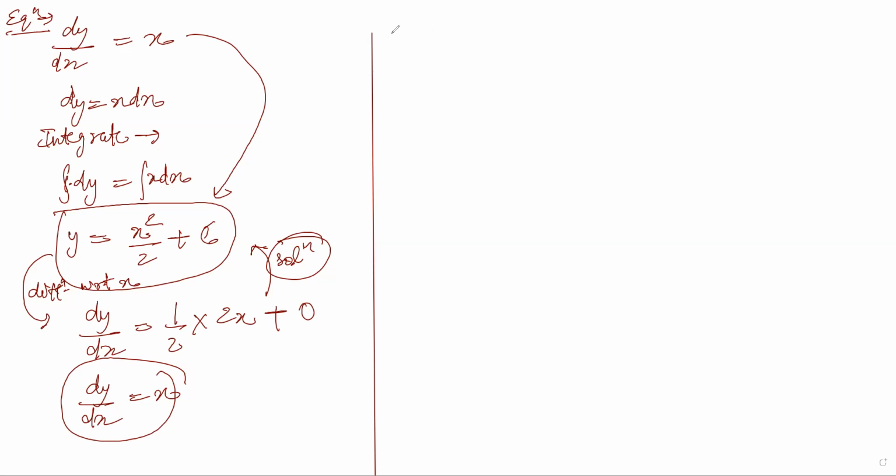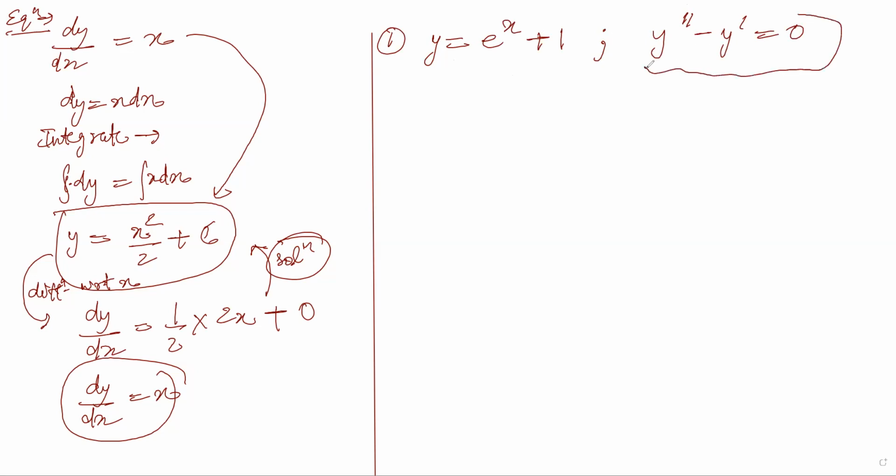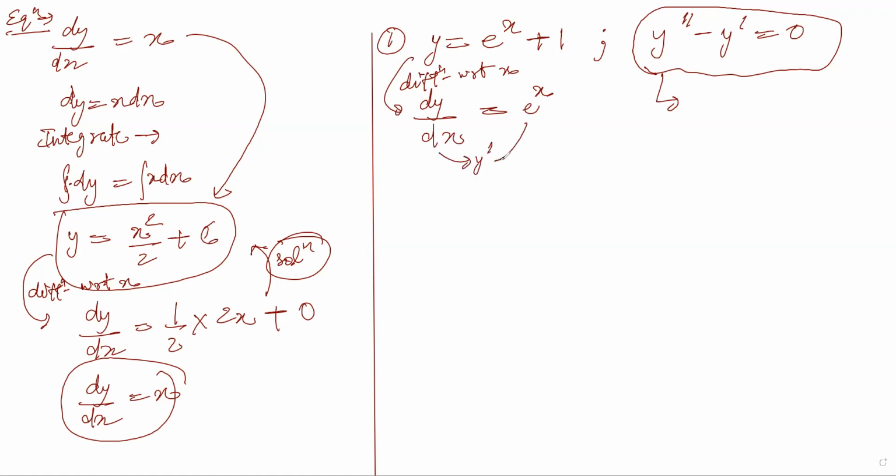So we have been provided in the first question, this equation: y is equal to e to the power x plus 1. And the differential equation is y double dash minus y dash is equal to 0. Now we can find y dash and y double dash, and we can compare that they both must be equal. In that case, we will get y double dash minus y dash is equal to 0. So we can find out y dash, which is dy by dx only. If we differentiate this equation with respect to x, we'll get dy by dx is equal to the differentiation of e to the power x, which is again e to the power x, plus 0, right? So dy by dx, which is y dash, is e to the power x.